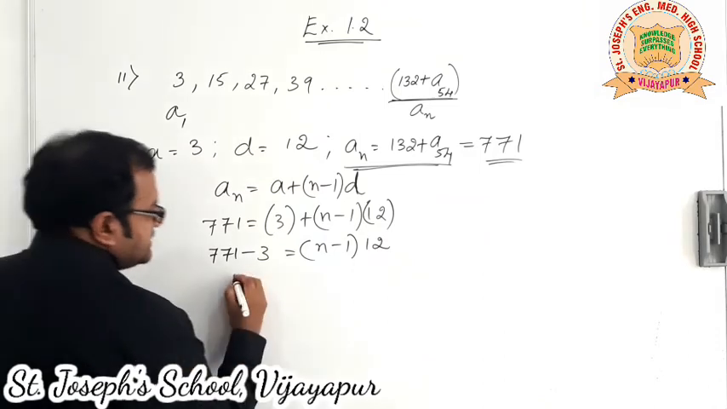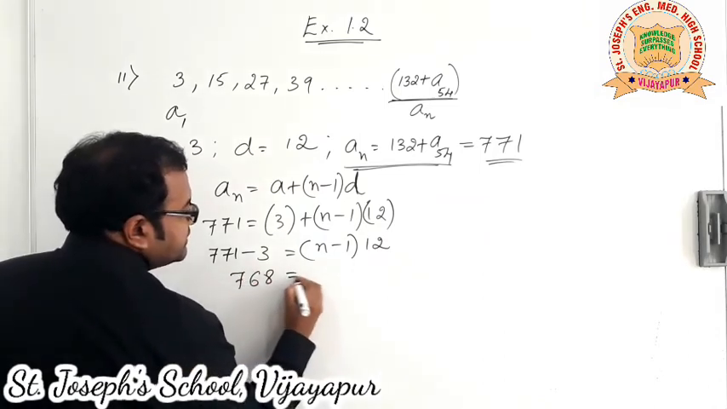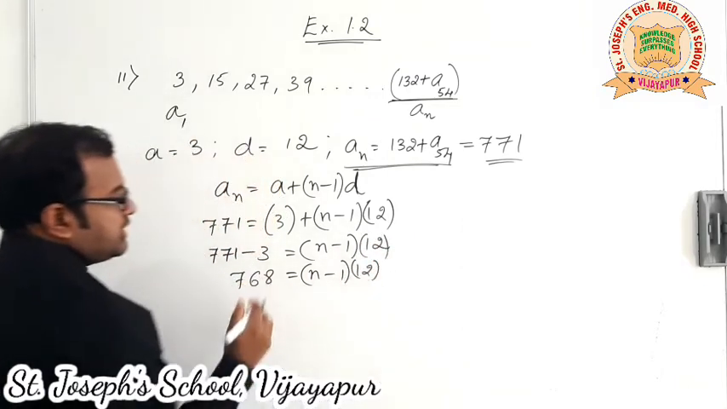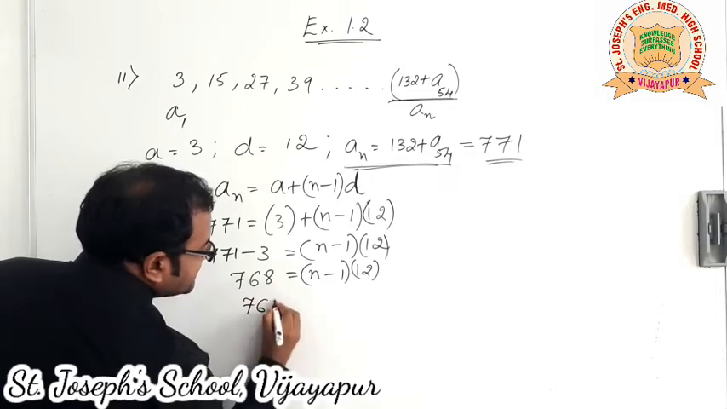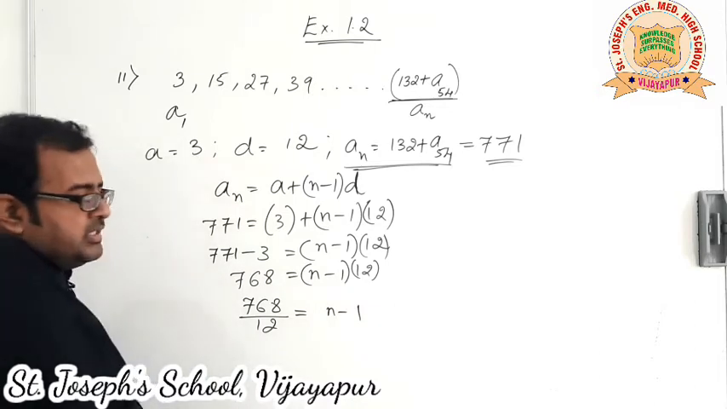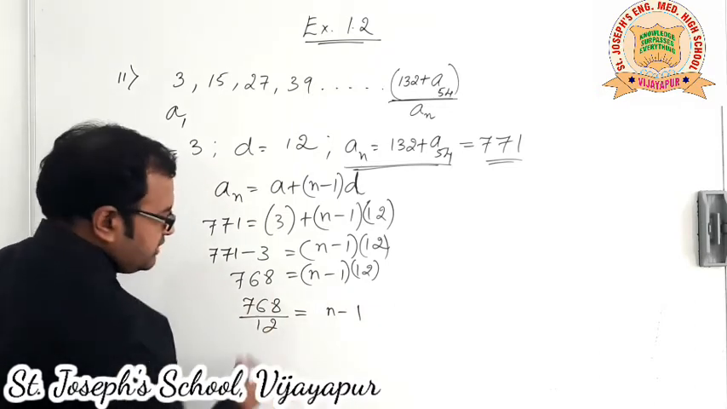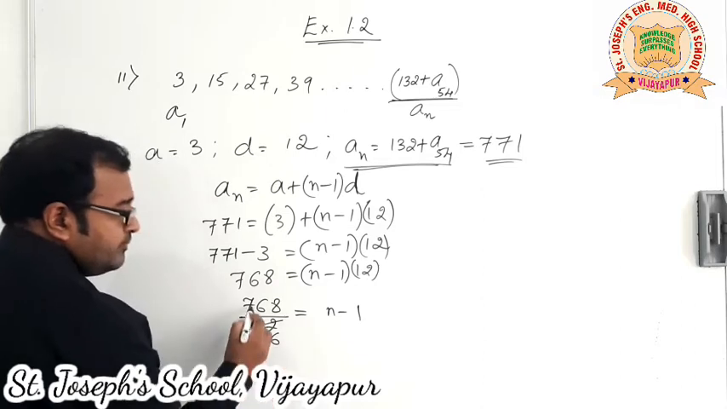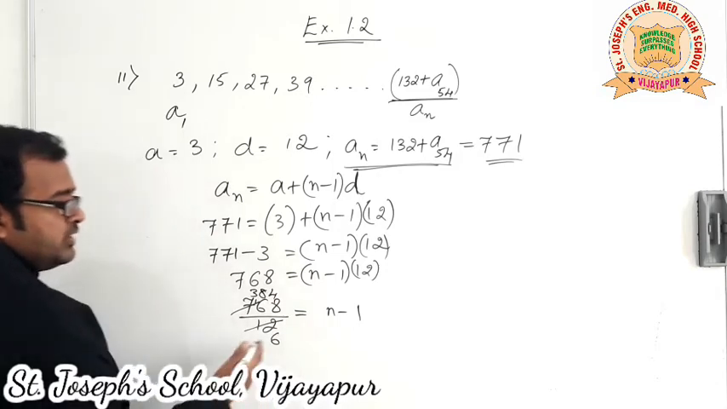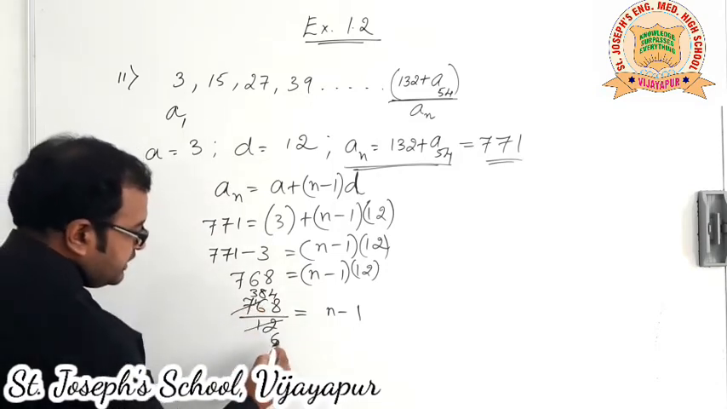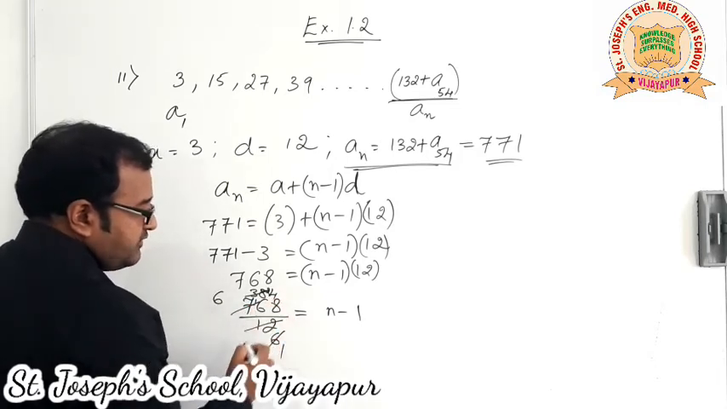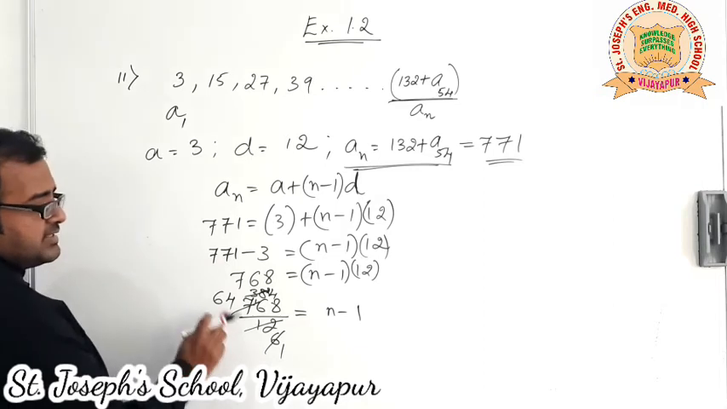771 minus 3 is 768, which is equal to N minus 1 into 12. Multiply by 12 comes to the other side, becomes divided by 12. 768 upon 12 is equal to N minus 1. Let us simplify this. Let's go by a smaller number so it will be easier. 2 3s are 6, 2 8s are 16. Maybe further, let us check. 6 6s are 36, remainder 24, 6 4s are 24. Answer is 64 upon 1.